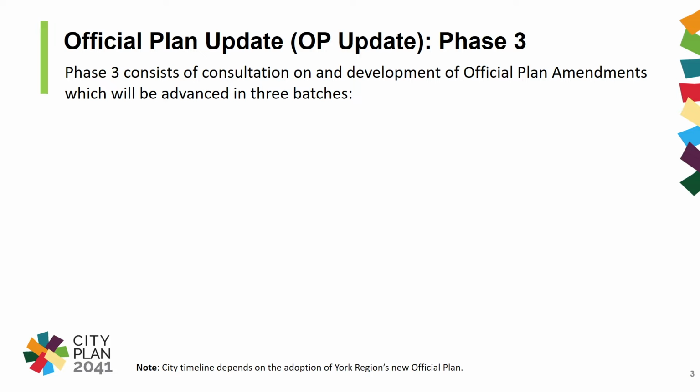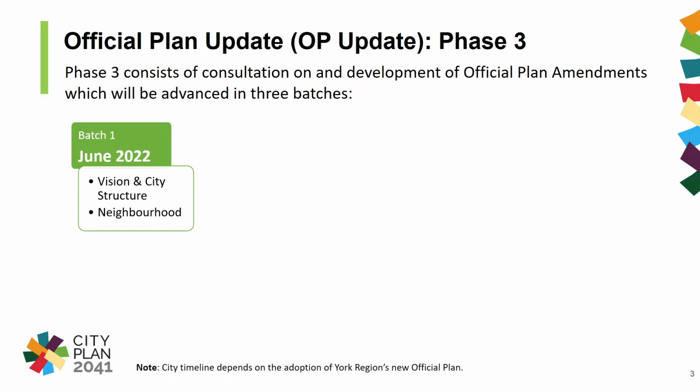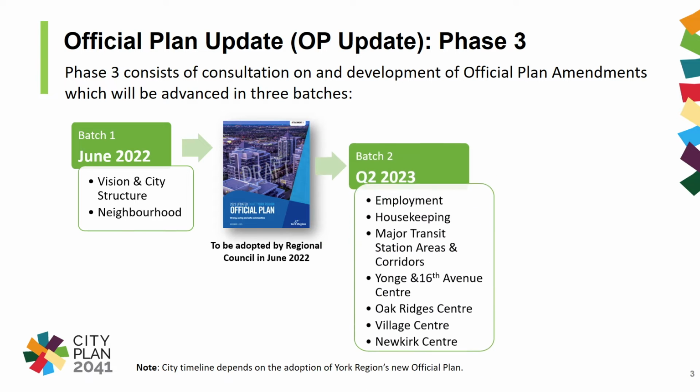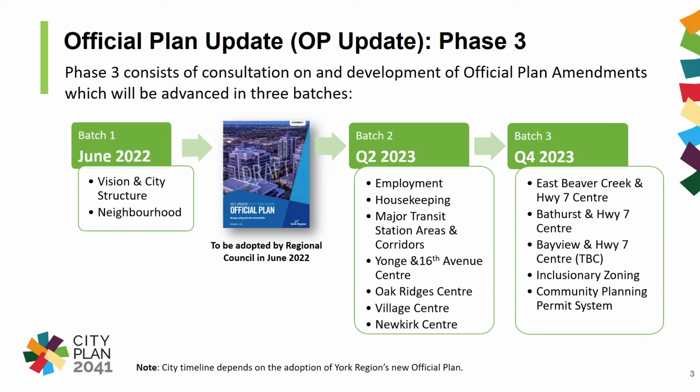This phase is all about making changes to the official plan. The city will amend the official plan through 3 batches of OPAs. By the way, OPA is short for Official Plan Amendment. The first batch of OPAs will be done before the approval of the Regional Official Plan, and after that, batches 2 and 3 will go next.